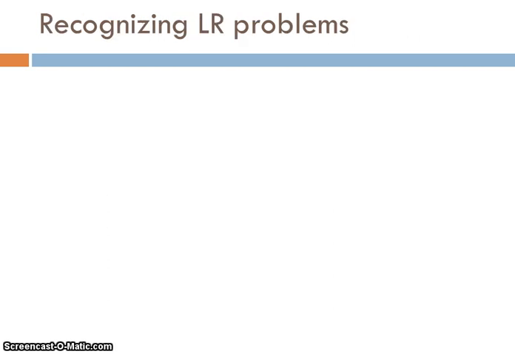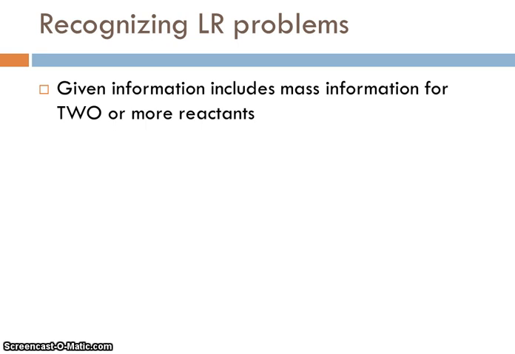So in terms of recognizing this situation, when do you have a limiting reagent situation? The information given to you in the problem is going to include mass information for 2 or more reactants. So it's possible that you have a reaction with 3 or more reactants. If you're given information for more than one, it's a limiting reagent problem.